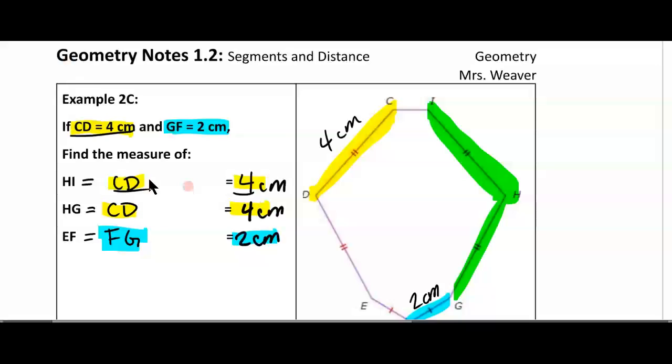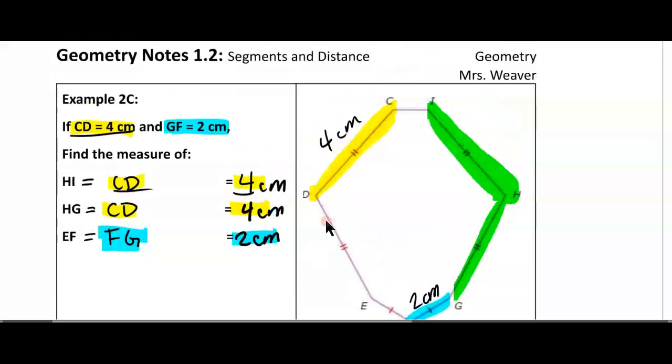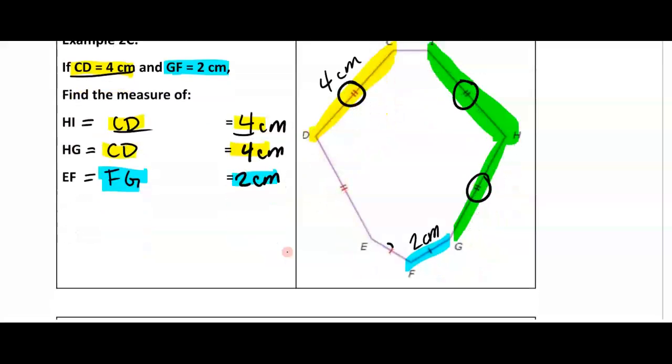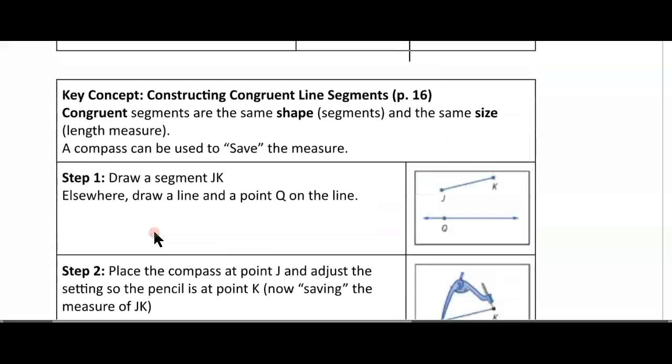That's it. This is just practice reading the congruency symbols, that CD was congruent to IH and HG because they have 2 tick marks, while EF was congruent to FG because they both have 1 tick mark. Regardless of how it looks, we go off of what's marked. Okay? All right, great. Last part is constructing line segments.